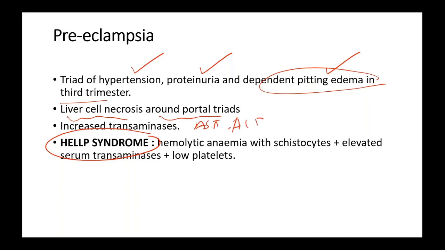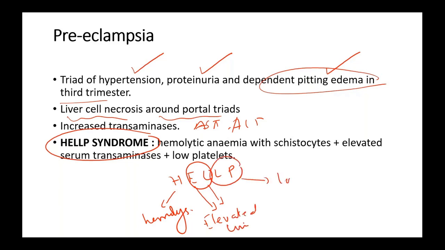What is HELLP syndrome? Hemolysis, elevated liver enzyme. And then LP is low platelet. Hemolysis results in anemia, elevated liver enzymes with schistocytes on microscopy, and then LP is low platelets. This is HELLP syndrome, which is a complication of preeclampsia.